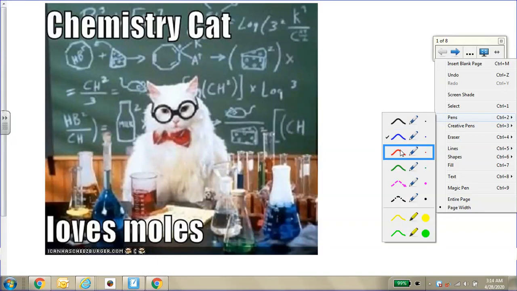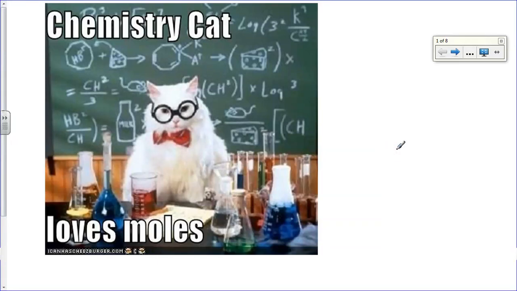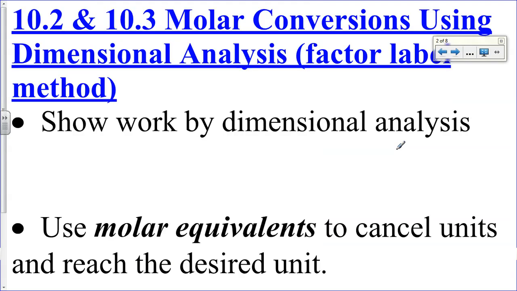Well, hello everybody. As you know, Chemistry Cat loves moles. So we are going to continue our work in Chapter 10. You will need a periodic table and a scientific calculator. I hope you've accessed your notes so that you can fill them in as we are going through them.